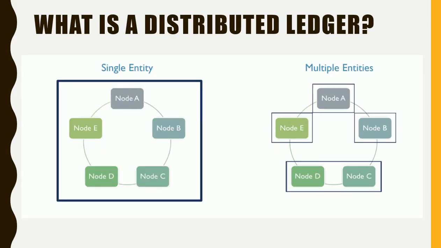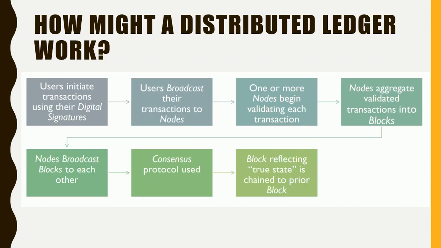In the left-hand side, you can see a single entity, that is, they are connected in a single way. But in the multiple entities, you can see that all nodes are separate. Thus, they act as multiple entities. Whereas in the left-hand single entity, a group of nodes acts as a single entity. Then you must be wondering how a distributed ledger might work?